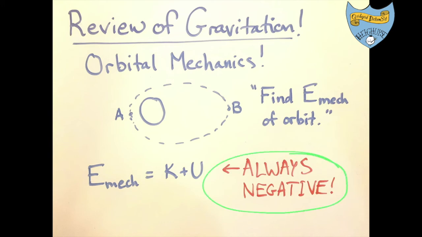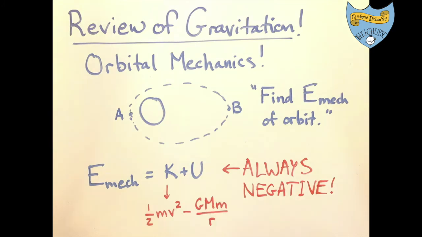Always. What if it's going really fast? Then it's not in orbit. If it's going fast enough that E mechanical comes out positive, it's not in orbit. It's actually escaped. It's never coming back, which is not an orbit, right? An orbit means it's stuck going around. So the mechanical energy should always be negative, and I can prove it.